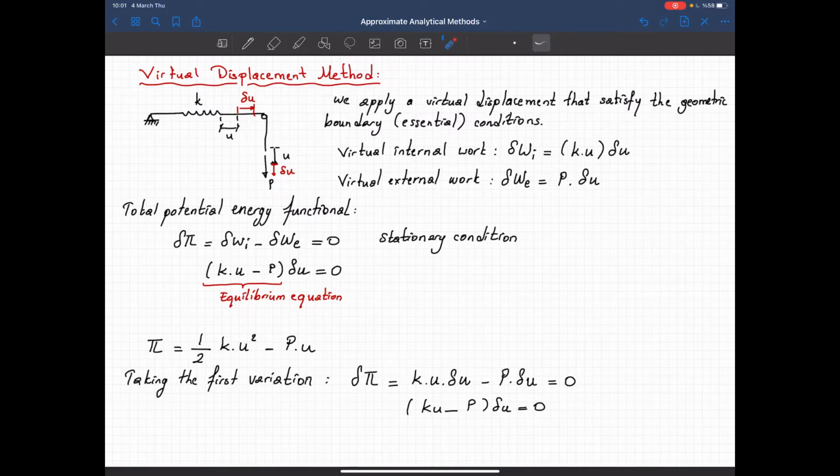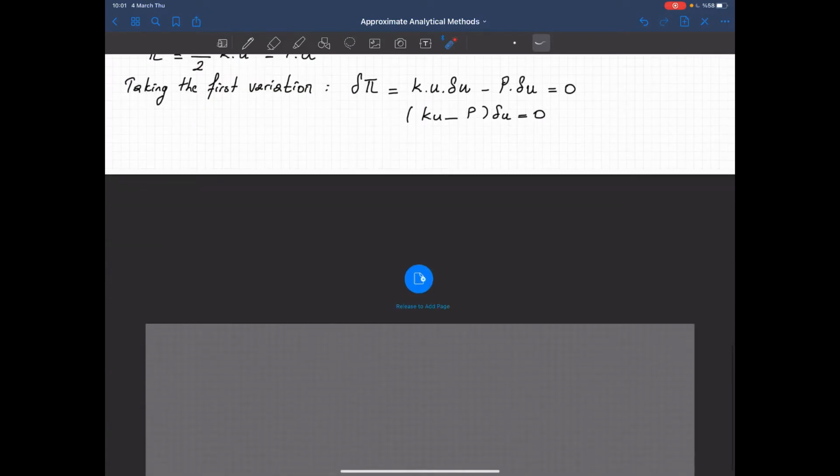What was the rule in the variational calculus related to the variations? It has to satisfy the essential boundary conditions. So that's again the rule. Whatever you give as a virtual displacement, you are free to choose any function. It has to satisfy the geometric boundary conditions. Okay, so let's work on an example now.